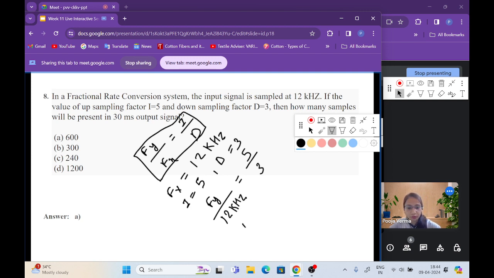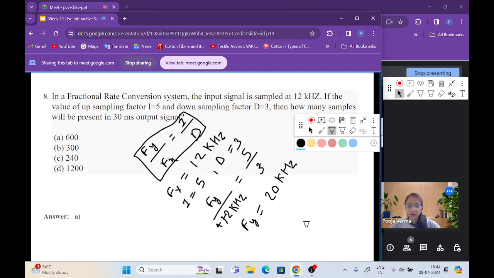So what we will get, Fy is equal to 3.4 into 5, 20 kilohertz. So we have got Fy is equal to 20 kilohertz.